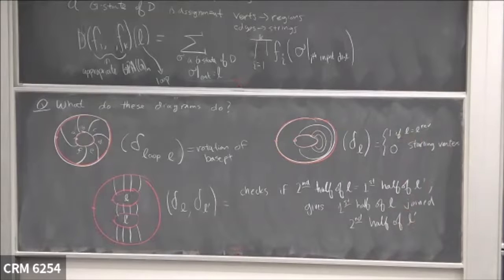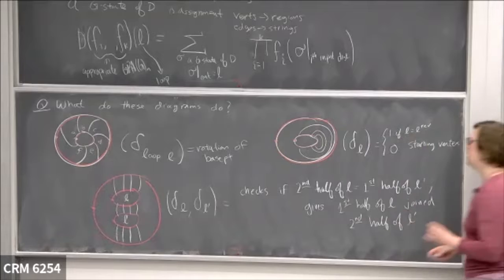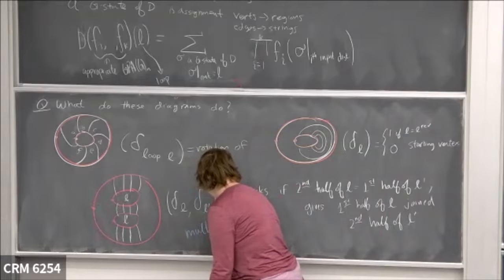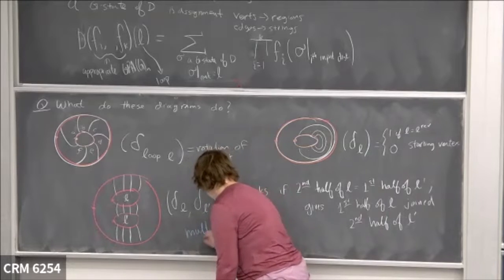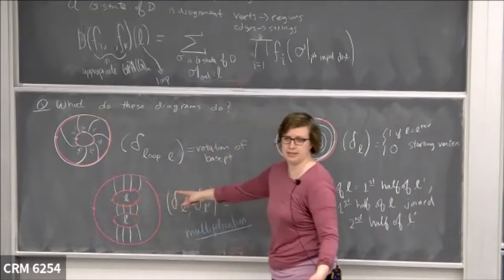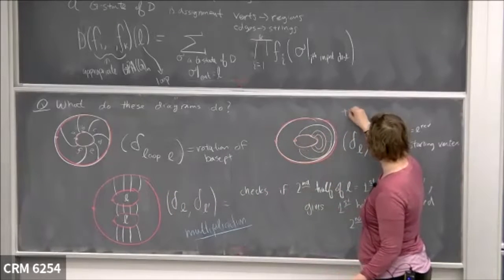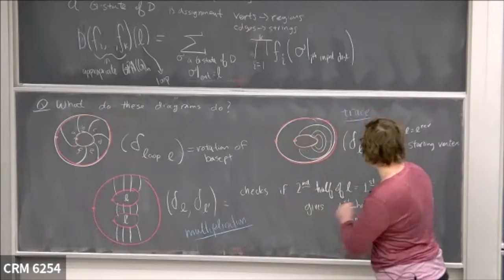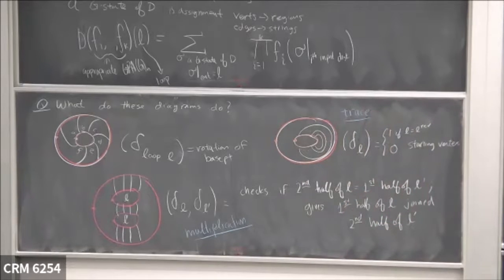I have a question. Mm-hmm. So I'm just started thinking about what happens if you had a diagram with no input disks. What's that going to do? Oh, okay, great. Let's answer that question in just a second. I just want to put a word down here, which is that this is an analog of multiplication. Okay, and this here is a kind of trace. Okay, now let's think about that question.